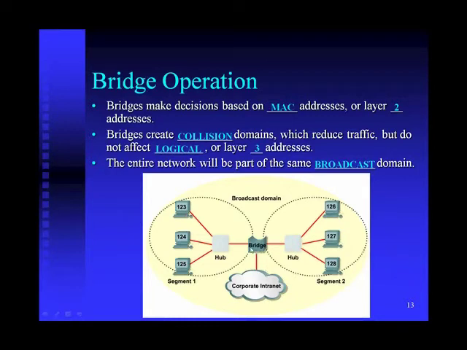And bridges do forward that broadcast, so that message would come down to the hub. That hub would forward it out all of its ports, so 124 would get it, 125 would get it, the bridge would get it. The bridge would then see it's a broadcast, so it would forward it out, the hub would get it, 126 would get it, 127 would get it, and 128 would get it, because it's a broadcast. It's all in one big broadcast domain. They all would take a look at it. The only thing that can break up a broadcast domain is a router.